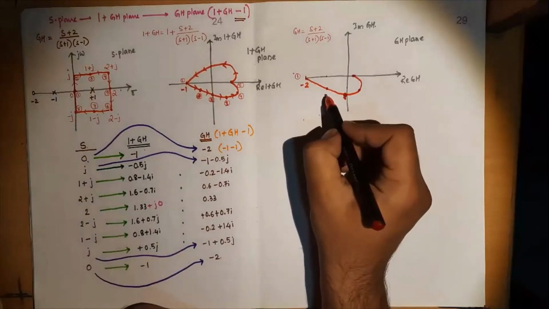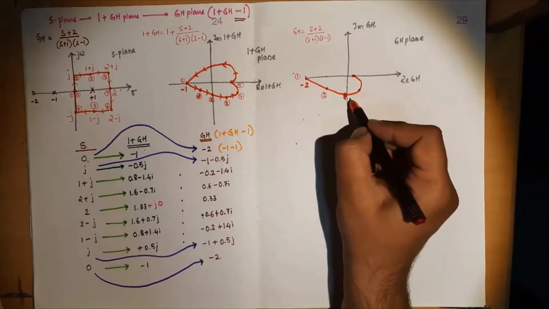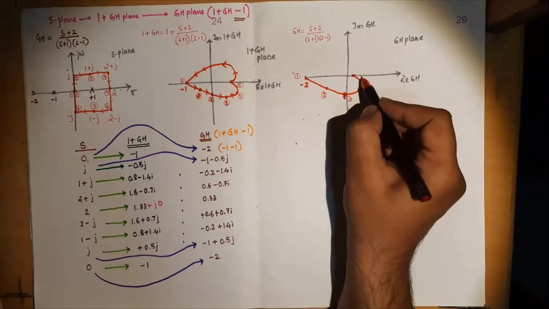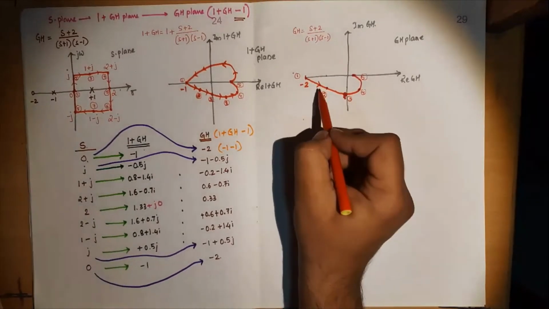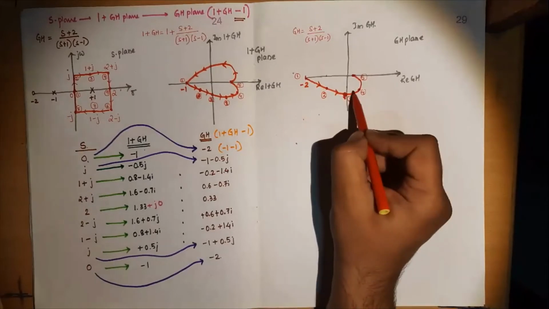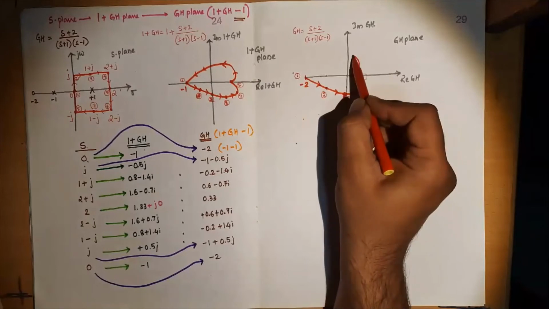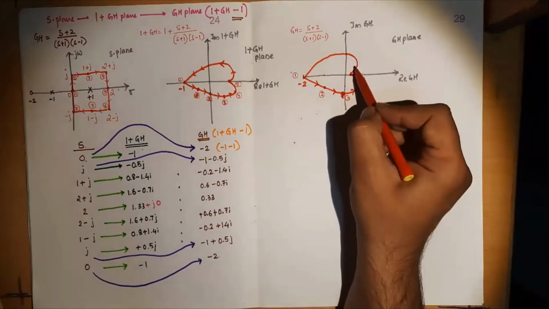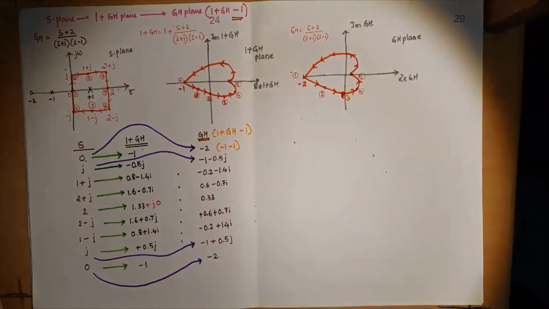this is what we get. First point, second point, third point, fourth point, fifth point. So S plane to GH plane. And this is the direction in which it will move. Okay. And symmetricity again, because of the complex conjugate terms. So this is what we get.